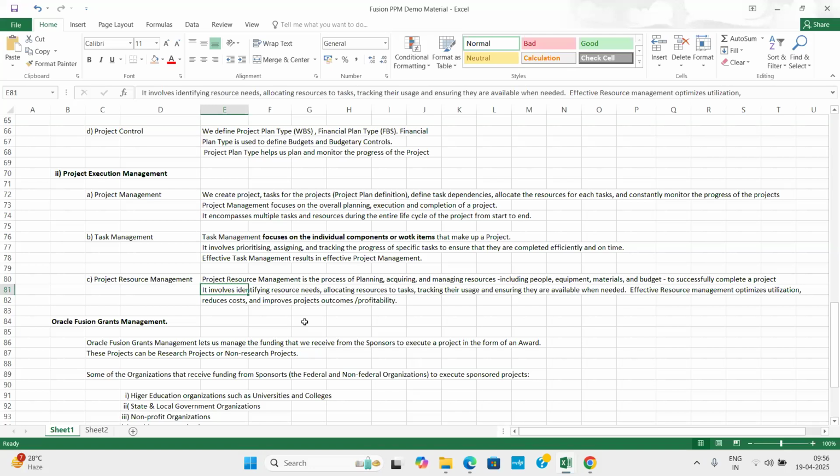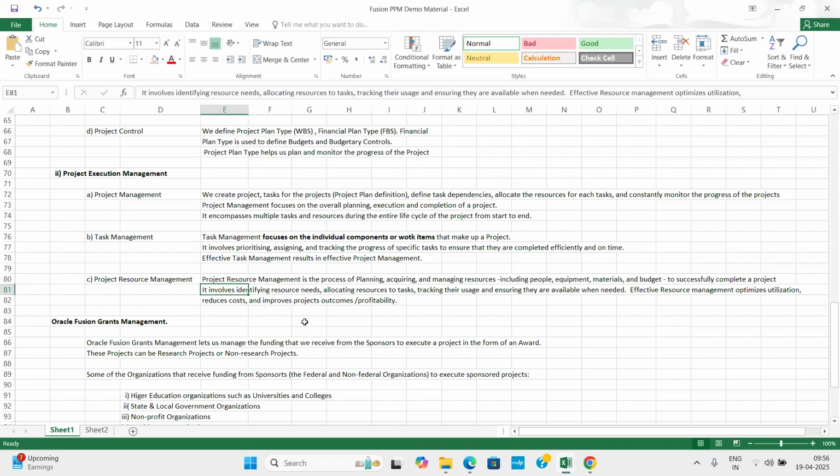Effective resource management optimizes utilization, reduces costs, and improves the project's outcomes or profitability. It will increase that. So this is also in project management. When we say you have to do the overall project management, we need to do the task management, and we need to also do the resource management.